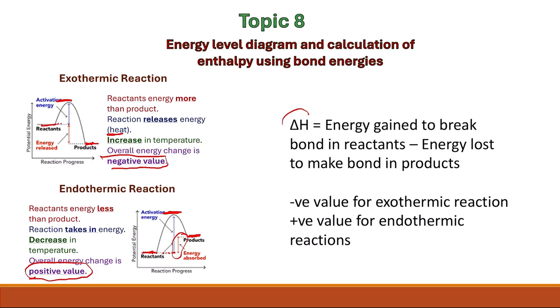Delta H or the enthalpy can be calculated from bond energies, and they could provide you with the bond energy of all the reactants and products and ask you to calculate the enthalpy. Remember that delta H equals the energy gained when breaking bonds in reactants minus the energy lost when making bonds in products. So it's going to be a negative value for exothermic reaction and a positive value for endothermic reactions.